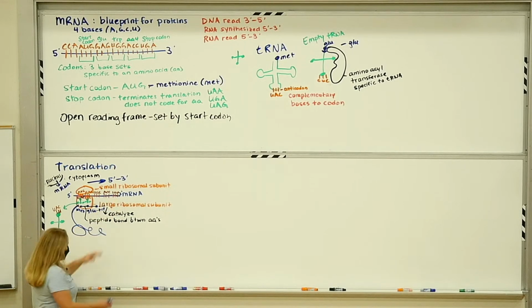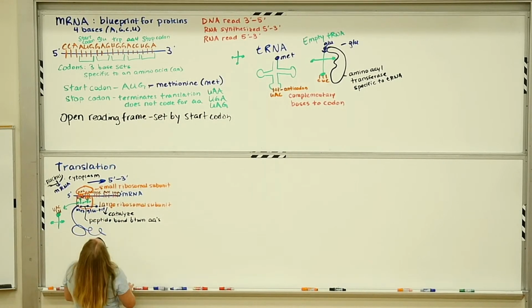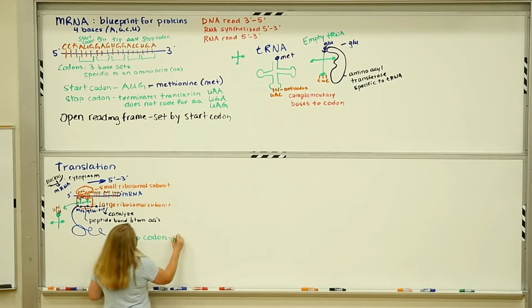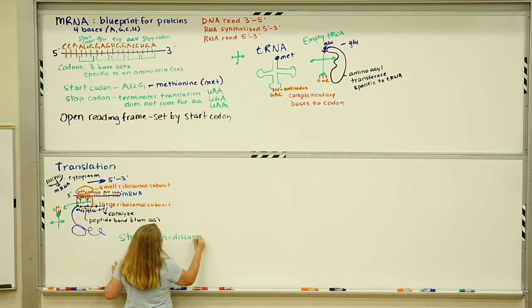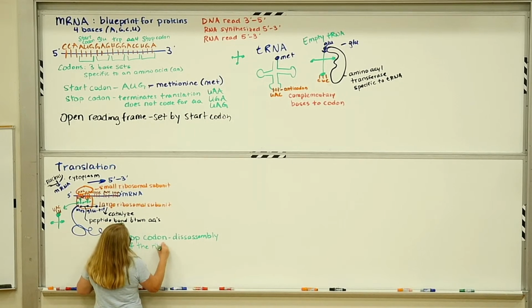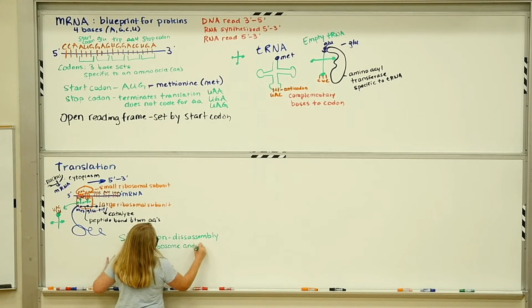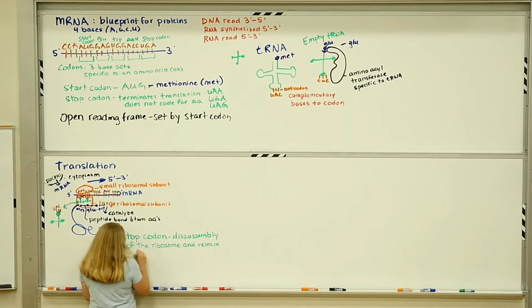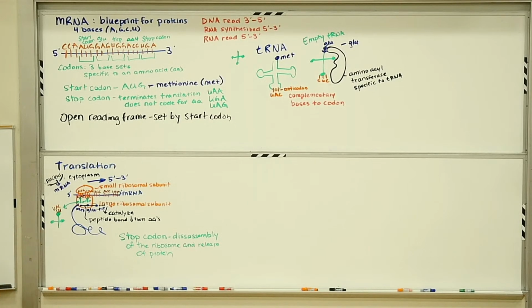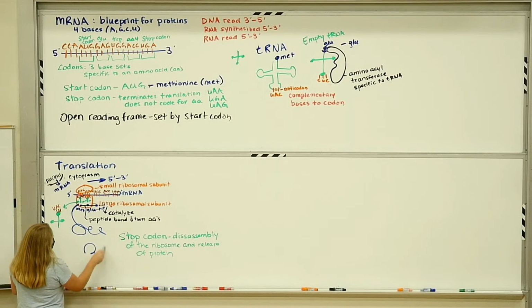When this signal for termination occurs, your stop codon will cause the disassembly of the ribosome and release of that protein. So that means that once you hit the stop codon, the small and large ribosomal subunits will separate again. The mRNA that was sandwiched in between gets released, and the protein will finally fall through, and you'll have a full cytoplasmic protein.